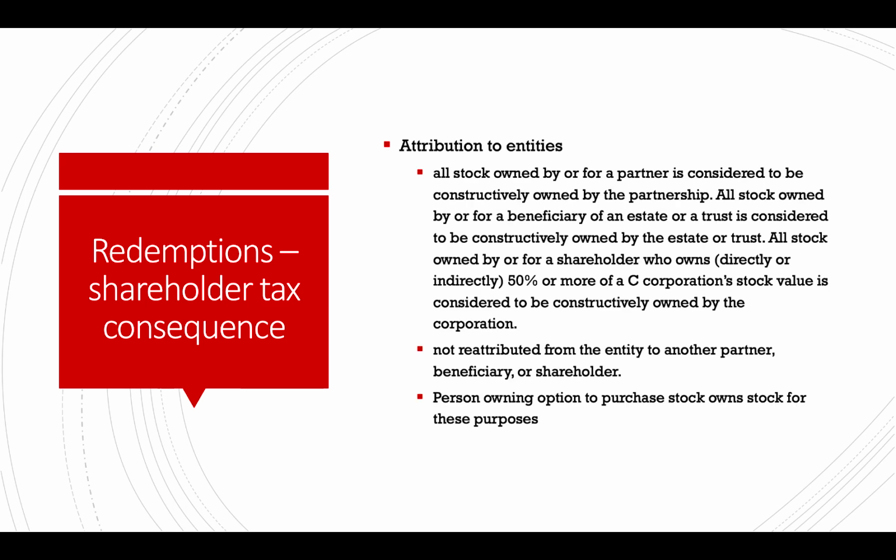All right, so we did family and we did attribution from entities. Now we're going to do attribution to entities. All stock owned by or for a partner is considered to be constructively owned by the partnership. All stock owned by or for a beneficiary of an estate or trust is considered to be constructively owned by the estate or trust. All stock owned by or for a shareholder who owns directly or indirectly 50% or more of a C Corp's value is considered to be constructively owned by the corporation. So like I said, we're not going to reattribute from entity to another partner, beneficiary, or shareholder. And a person owning an option to purchase stock is treated as already owning that stock for these purposes.